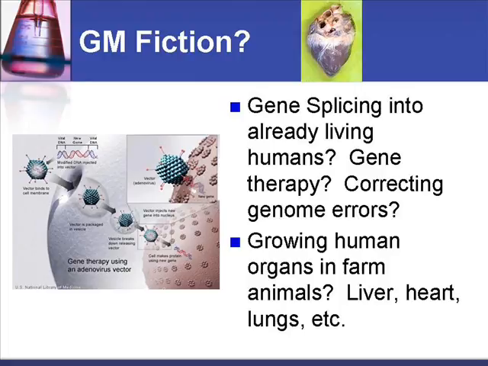Currently, these are some things that are considered fiction, but scientists are working on them. Gene splicing in already living humans, gene therapy, correcting genome errors, growing human organs in farm animals, like the liver, the heart, etc. Scientists are working on these ideas and theories, but as of yet, these have not been accomplished.